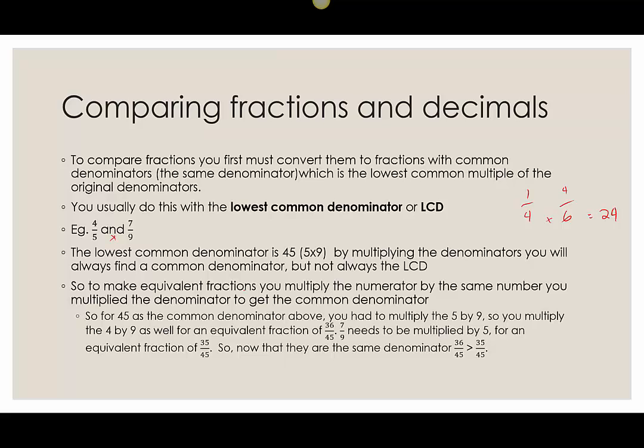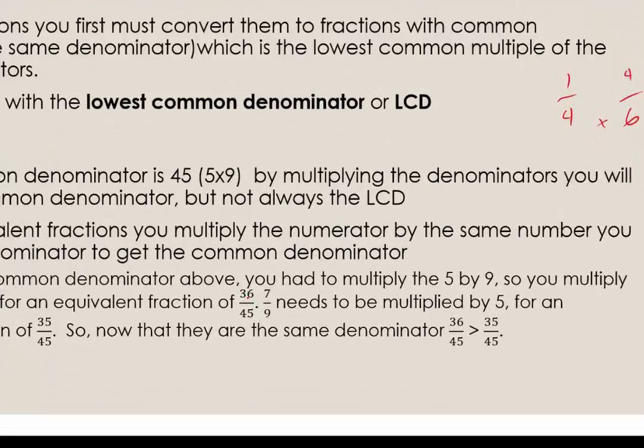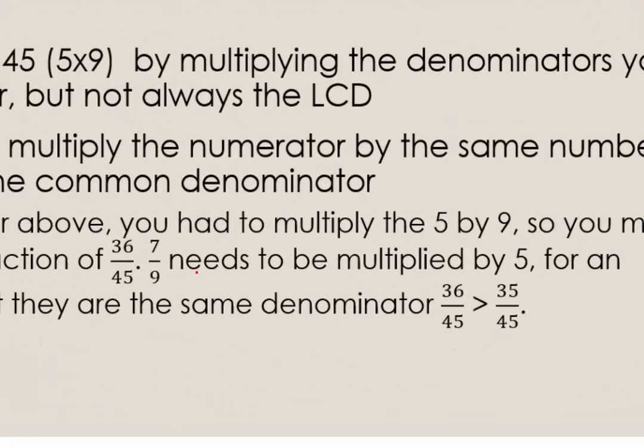Then you have to multiply the numerator by exactly what you multiplied the denominator by to make an equivalent fraction. So, for example, 45 is the common denominator. You had to multiply this 5 by 9 to get 45. That means you have to multiply this 4 by 9 as well. So you get 36/45, because 4 times 9 is 36.